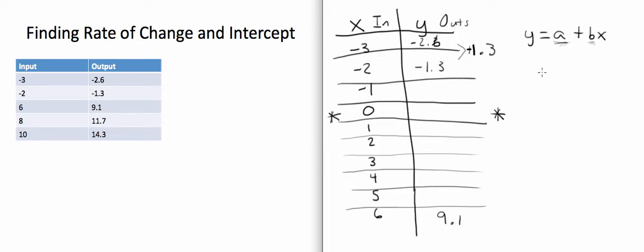We can then apply that 1.3 to this value as well, which means we're going to have 0. We add 1.3 again, which makes this 1.3, and then 2.6, and then 3.9, then 5.2, and then 6.5, and then we have 7.8, and then it gets us to this 9.1.